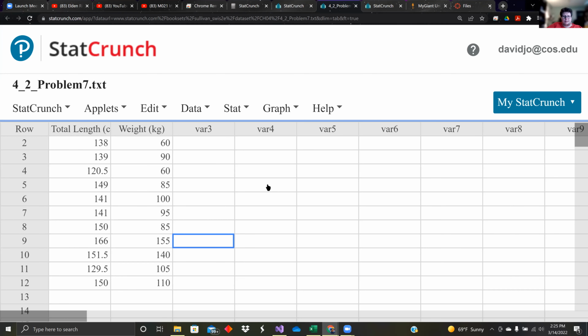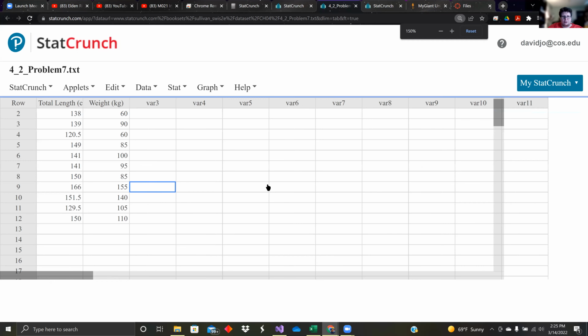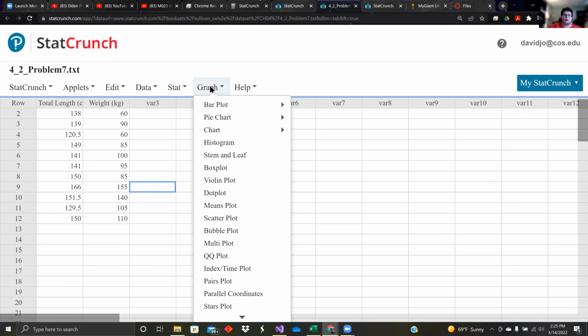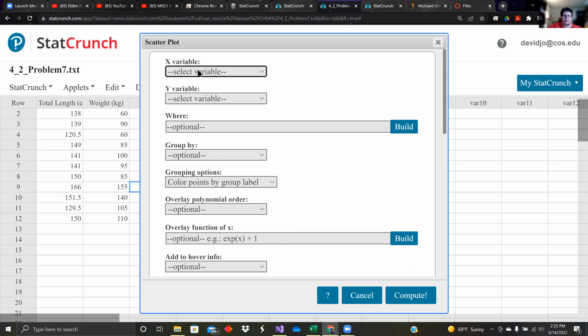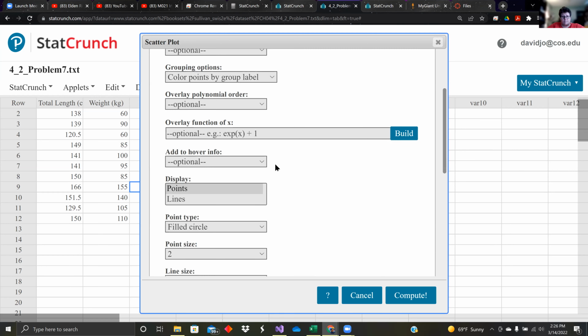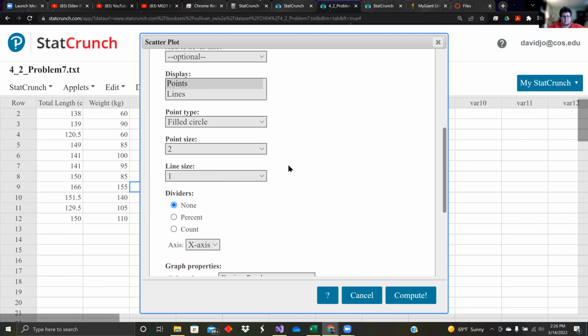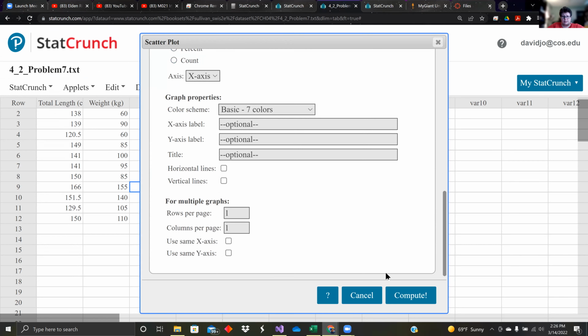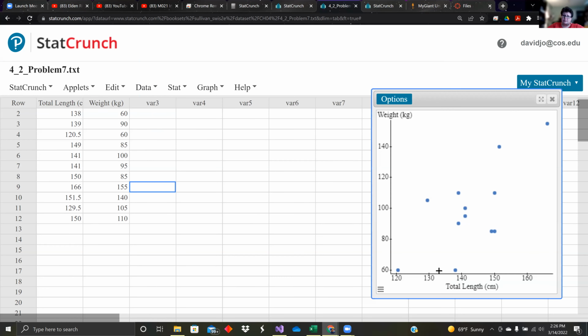All right, I'm going to take a look at the data. Let me zoom back out a little bit. Let's just see what the graph looks like. Let's do a scatter plot on it. We want to see if the length of the bear makes the weight change. So I'm going to say X is my length and my response variable will be my weight. And we're just going to display points. That should be good as it is.